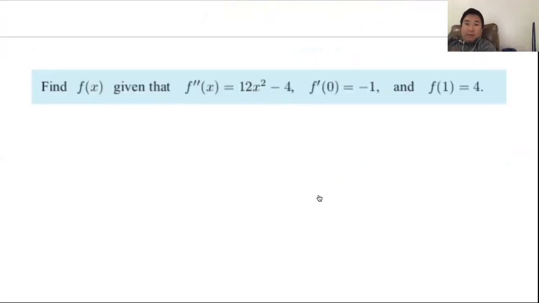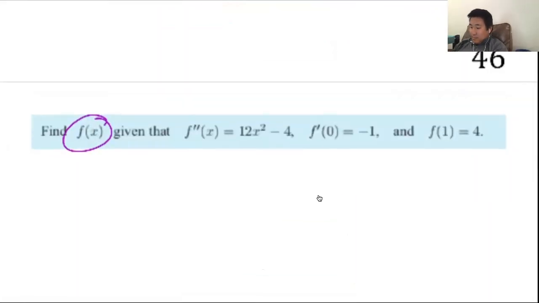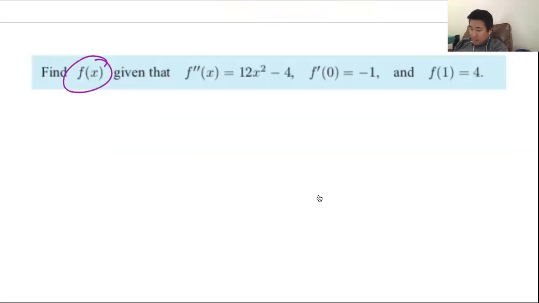All right, so this is a problem. This is find f of x given f double prime. You're just going to do what we just did twice. So the integral is 12x cubed over 3 minus 4x plus c. Plug in 0 and f prime equal to negative 1.